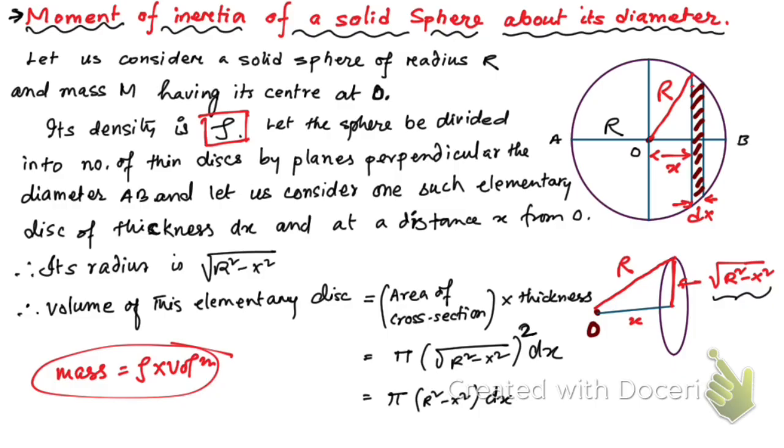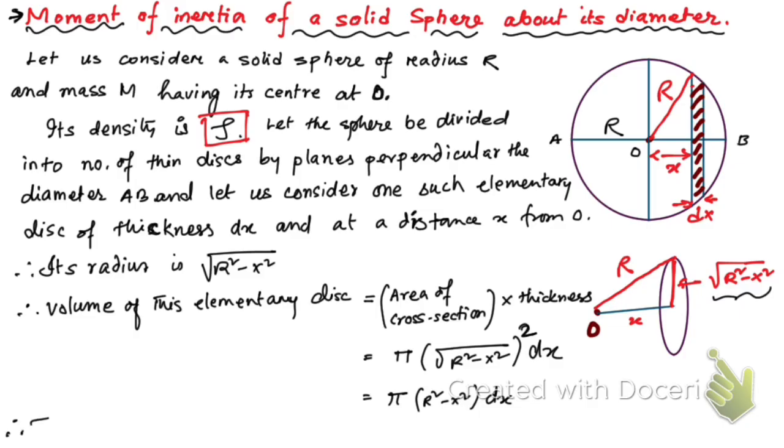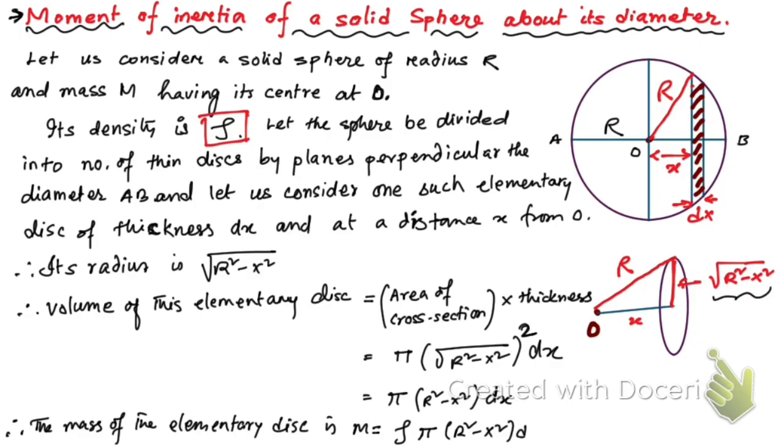We know these things. Therefore the mass of the elementary disc is, let me write here, small m, and mass is given by the volume into density. Density is rho here and volume is pi (r square minus x square) into dx. This is the volume, right? That's what we have got.